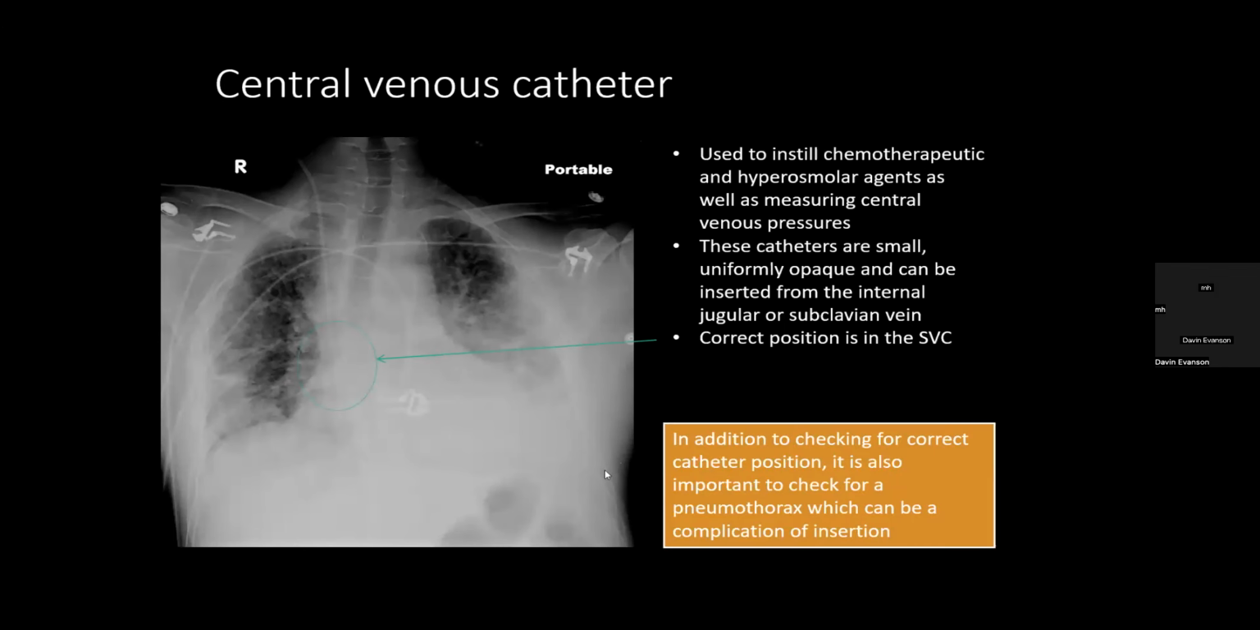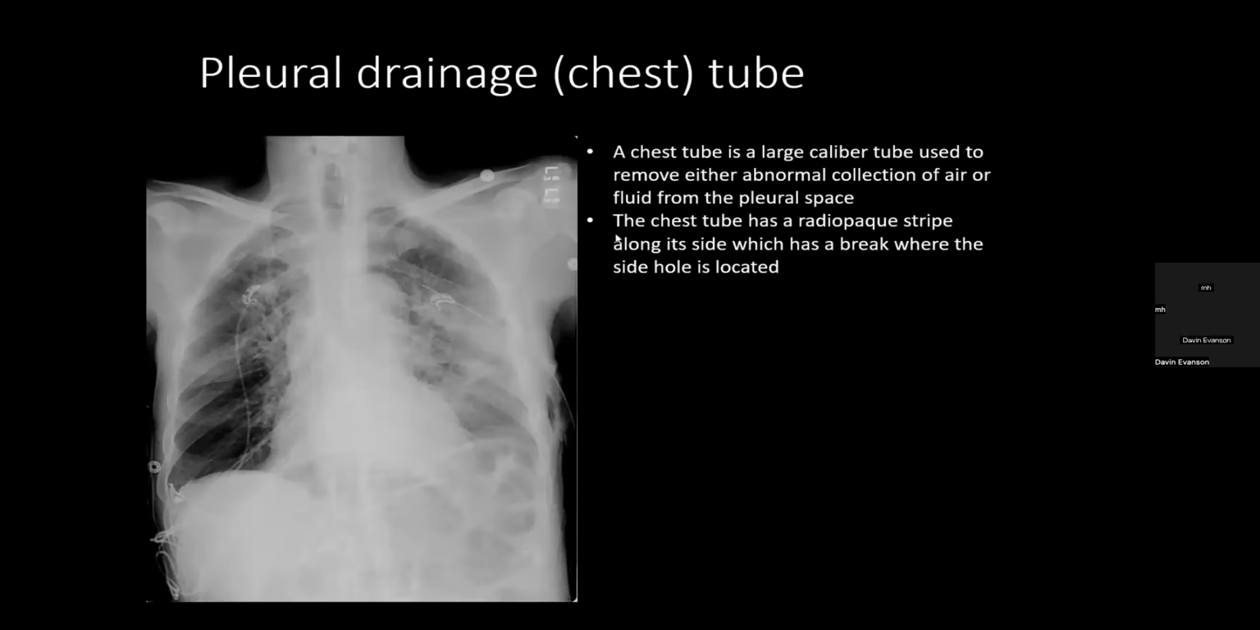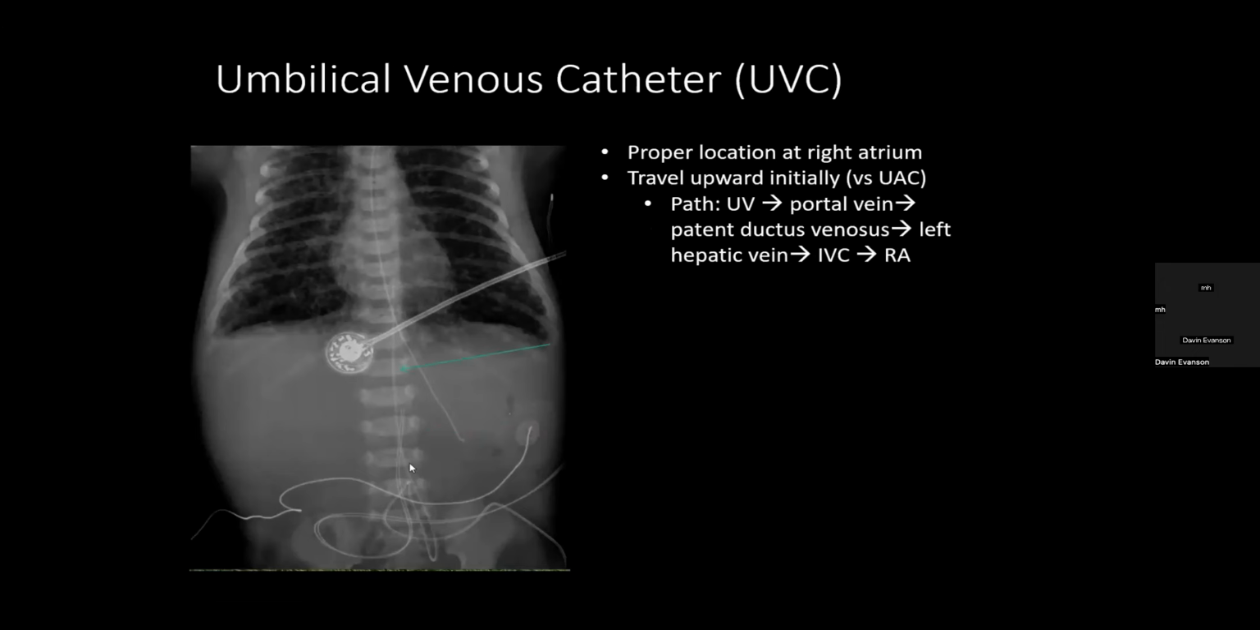Central line, like that to be in the SVC. PICC, coming from the periphery. Chest tube. For the newborns, the umbilical artery and umbilical vein catheters. Some tricks about how to tell those apart.